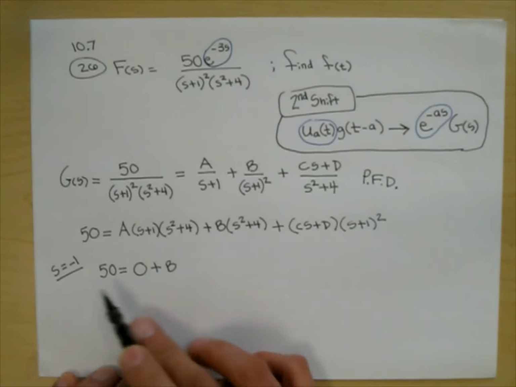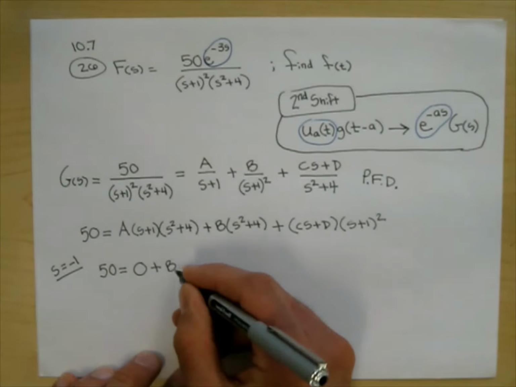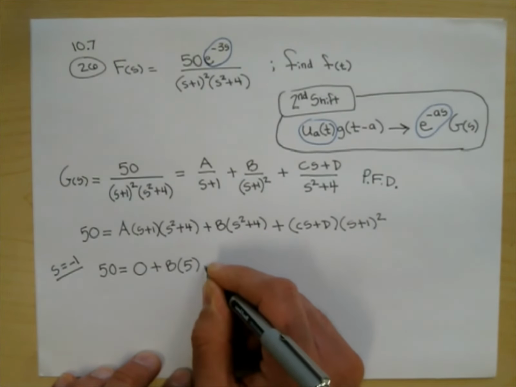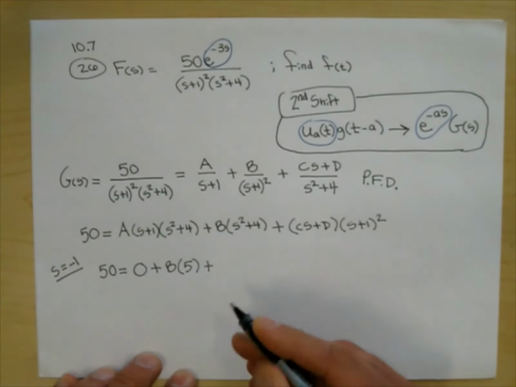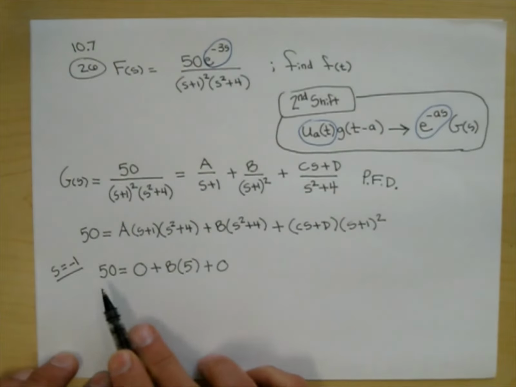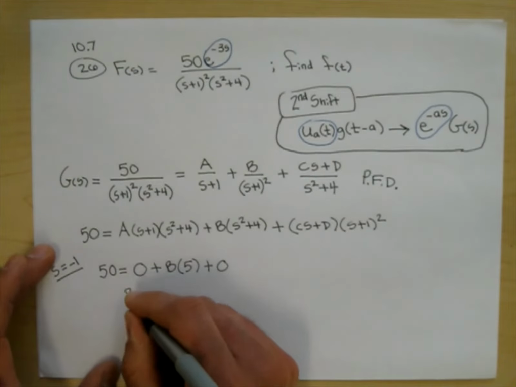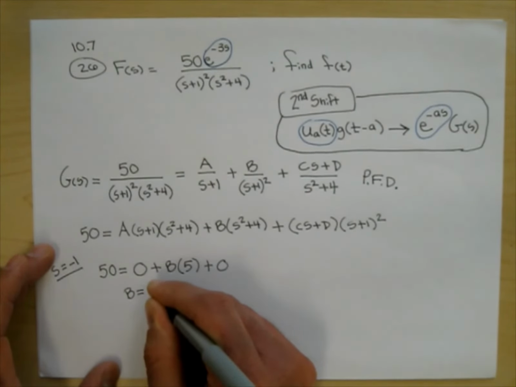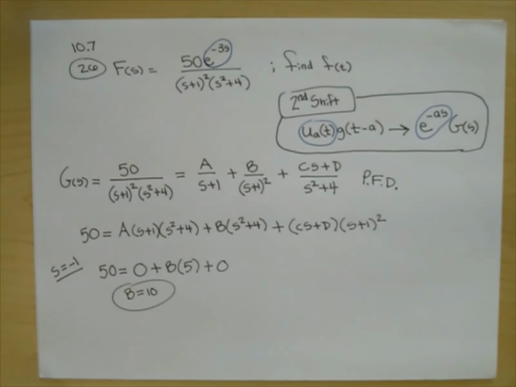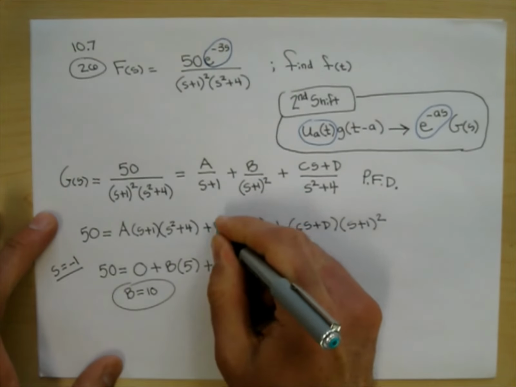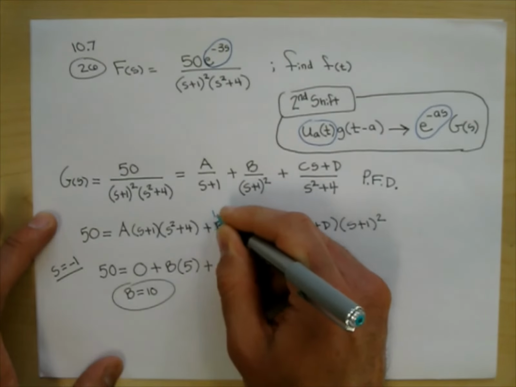Okay, back to this. B, and then we're putting -1 in for s. So -1 quantity squared is 1, plus 4, that gives me 5. And then plus, we put s equals -1 right here, and that's going to be 0. So 50 equals 5B. B is going to equal 10 here. B is 10. Okay, so what I can do now is cross out that B and replace it with a 10.